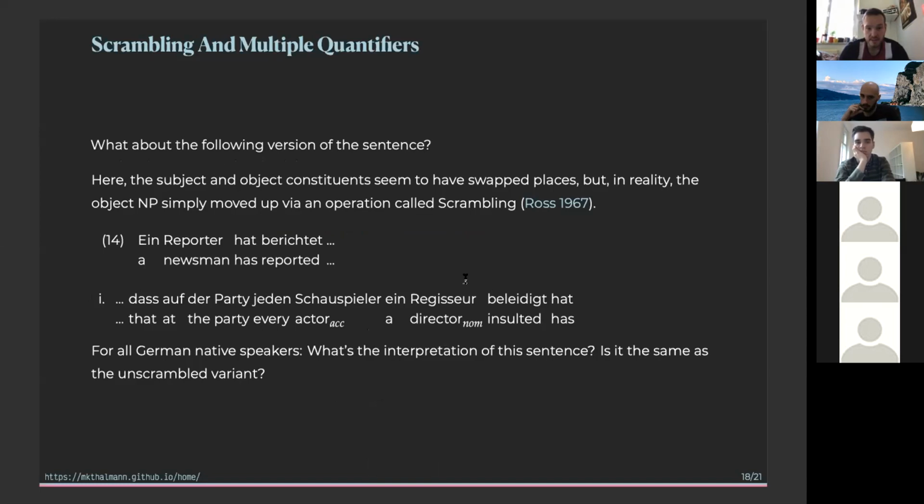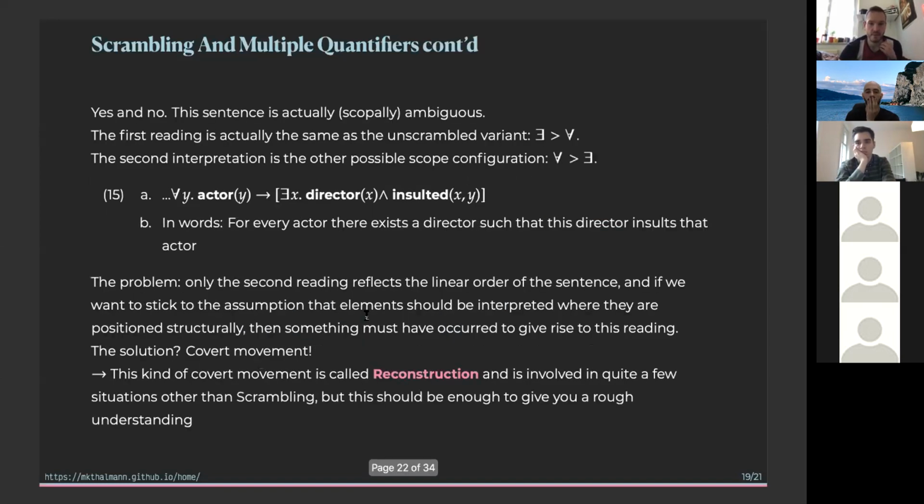Ein Reporter hat berichtet, dass auf der Party jeden Schauspieler ein Regisseur beleidigt hat. So we switched jeden Schauspieler and ein Regisseur, but crucially, we didn't change the roles. Ein Regisseur is still the subject and jeden Schauspieler is still the object. The only thing we changed is the position in the sentence. I'll skip asking you what it means because I think it's clear. This sentence is ambiguous.